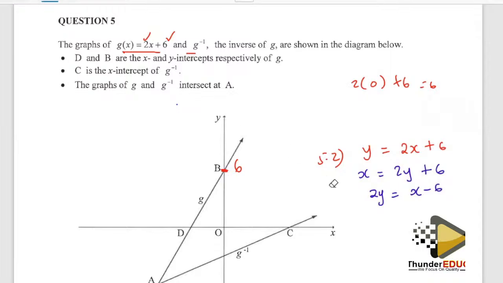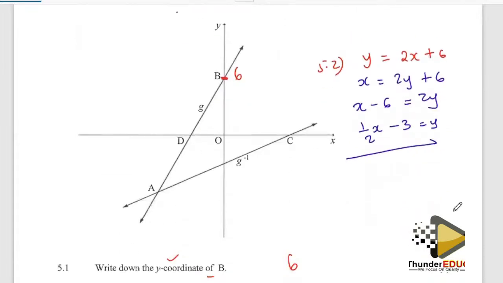I'm losing people now. No? Okay. Let's do this. So it's going to be x minus 6 is equal to y. Then divide through by 2. So that's going to be a half of x minus 3 is equal to y. So that will be our inverse. All right, then 5.3.